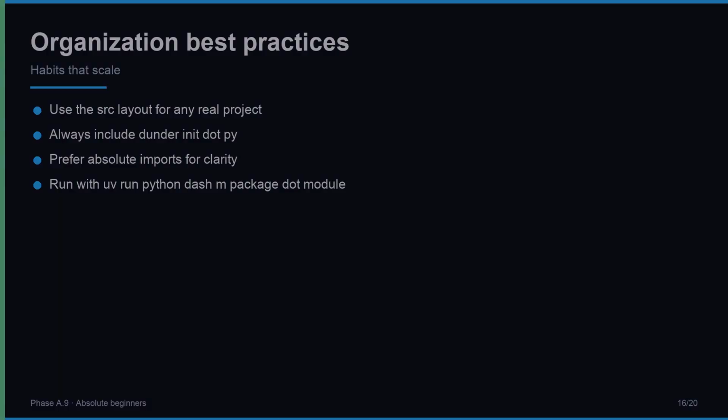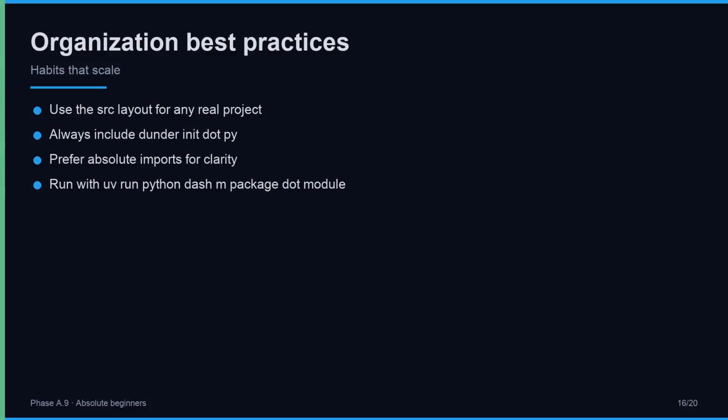Always read the error message, it tells you exactly what to fix. Some habits that scale. Use the src layout for any project bigger than a single file. Always include dunder_init.py, even when empty, so the package marker is explicit. Prefer absolute imports because dotted paths are easy to search and refactor. Run programs with python -m package.module, never by file path, so the package context is set up correctly. These four habits will keep your projects clean as they grow.